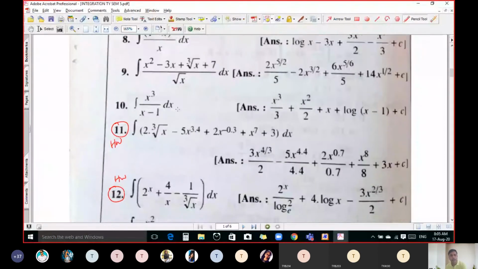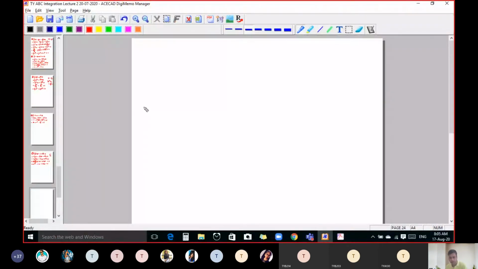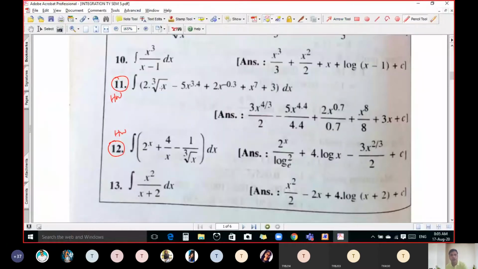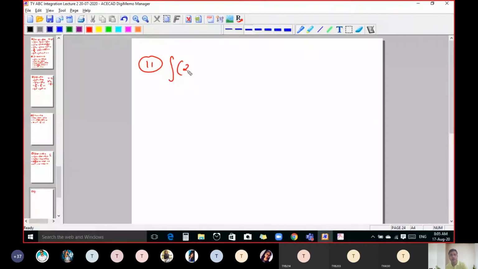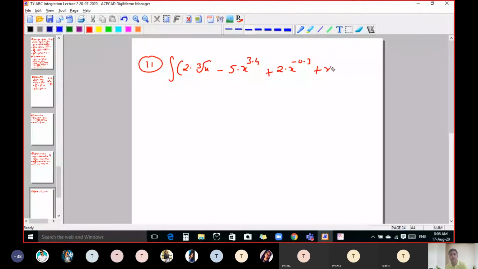Okay. Question number 11. The question is integration of 2 into cube root of x minus 5 into x raised to 3.4 plus 2 into x raised to minus 0.3 plus x raised to 7 plus 3 dx. So first of all, simplify.